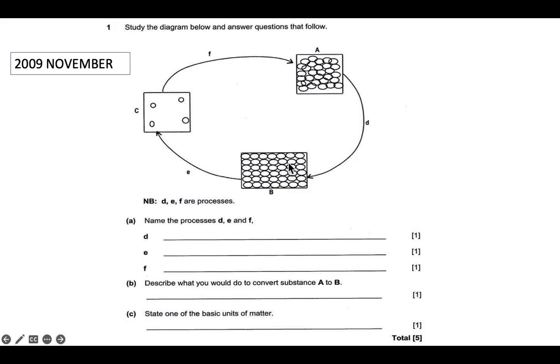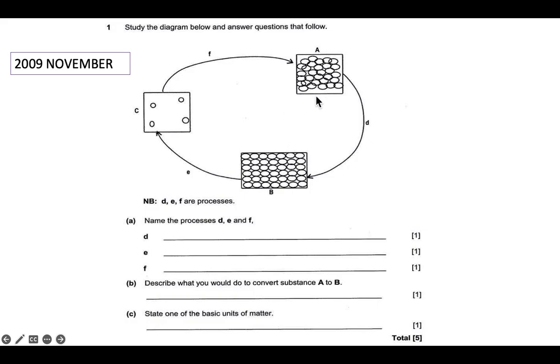We have to know the changes of states, and also the particular arrangement of particles in a solid, liquid, and then gas. This is important before you begin to answer the question. How are particles arranged in a solid? When it comes to a solid, particles are closely packed, and they vibrate from their mean positions. That's one important thing about solids.